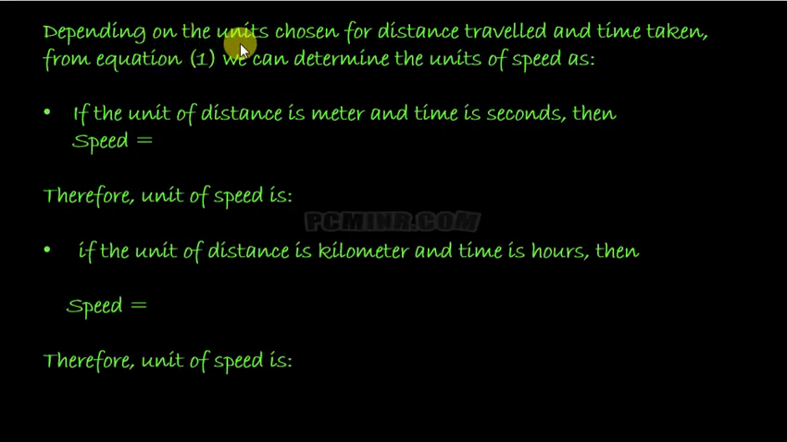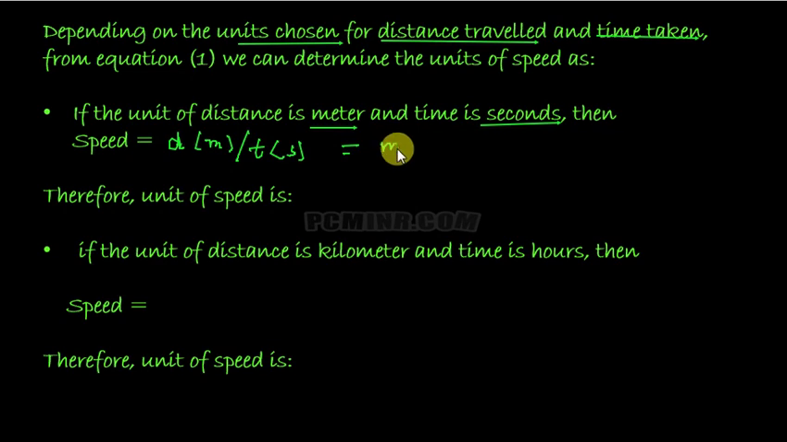Now, depending on the units that you choose for the distance traveled and the time taken, you can find the units of speed. If the unit of distance is meter and the time is measured in seconds, then obviously the unit of speed would be meters upon time in seconds. So you get the unit of speed as meter per second, right? This is the SI unit of speed.